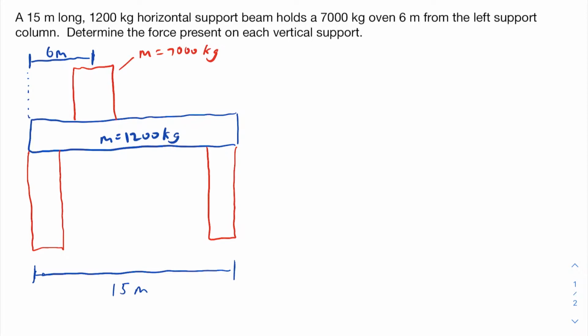To determine these forces, we can write a static equilibrium equation for the horizontal beam. Since the horizontal beam will exert a downward force on each of the vertical columns, we know that each column will exert an opposing upward force on the horizontal beam. We can call these force A and force B.